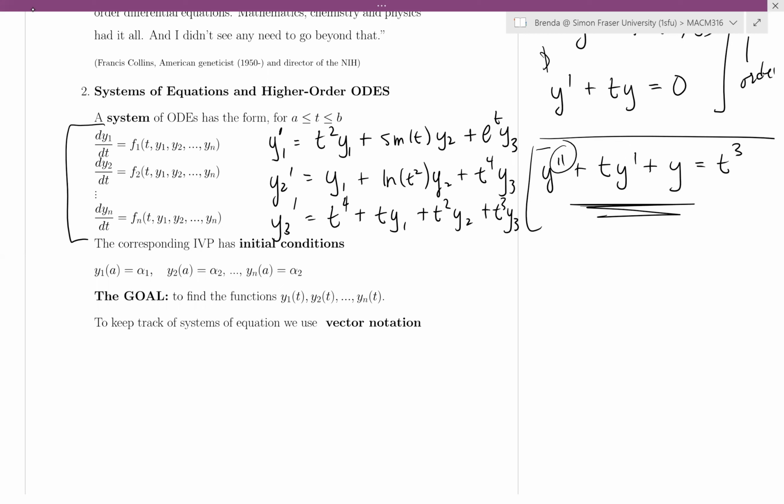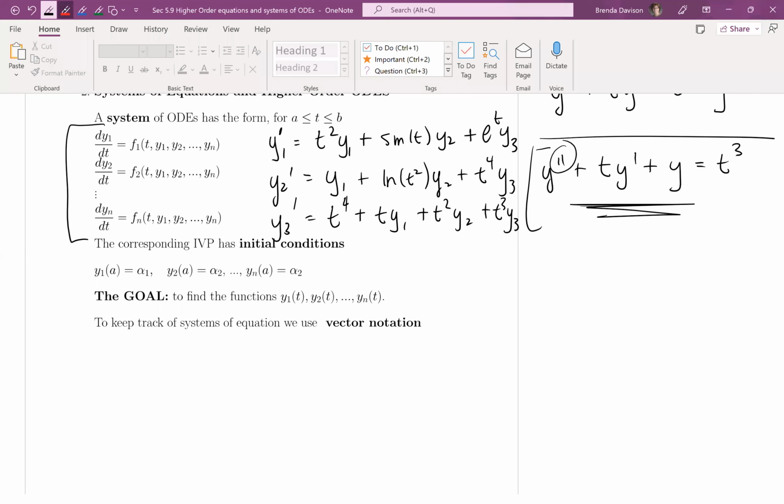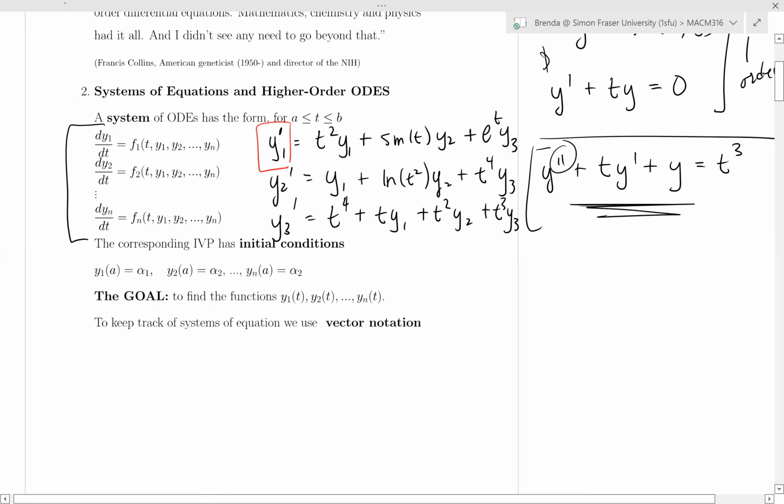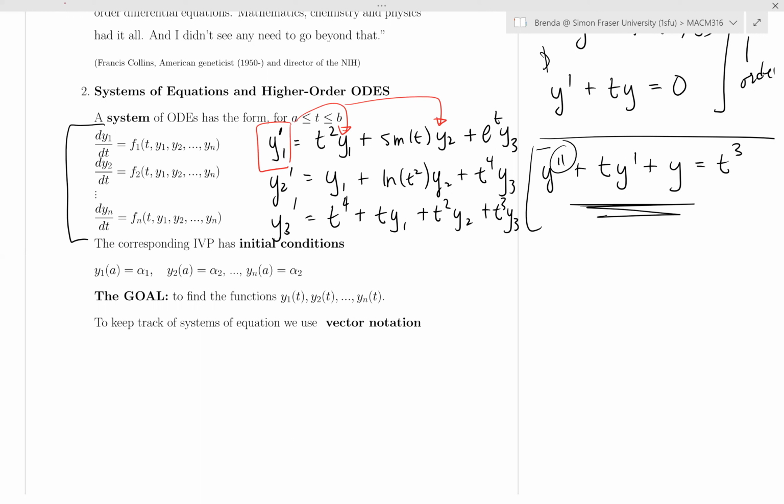It doesn't matter what the actual functions are, but the important thing to notice is this derivative, y1 prime, is a function of y1, of y2, and of y3. This derivative is a function of the independent variable t, and also of y1, y2, y3. So they're coupled. This is a system of differential equations of third order.